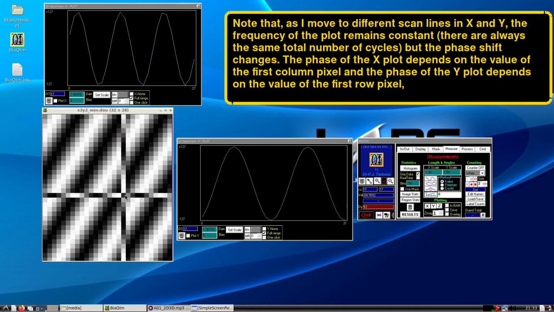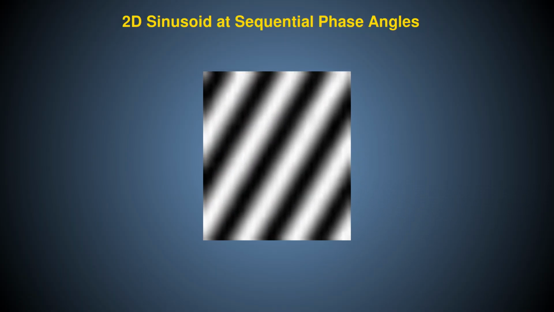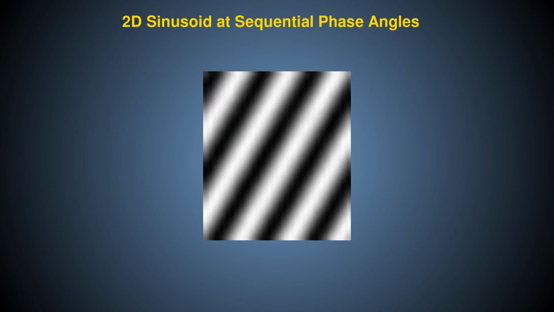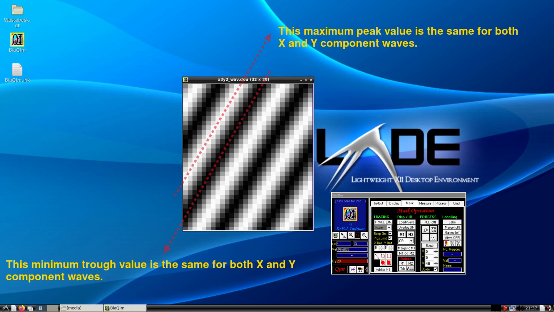Here is an animation of the 2D sinusoid where the phase is shifting and cycling over the whole 2π range. Finally, note that although the frequency components are different in x and y, this 2D wave has a common amplitude, something I'll discuss a bit more in the next section.